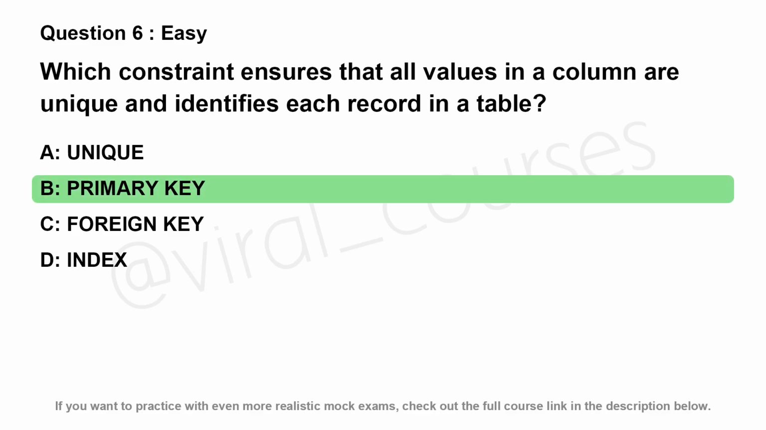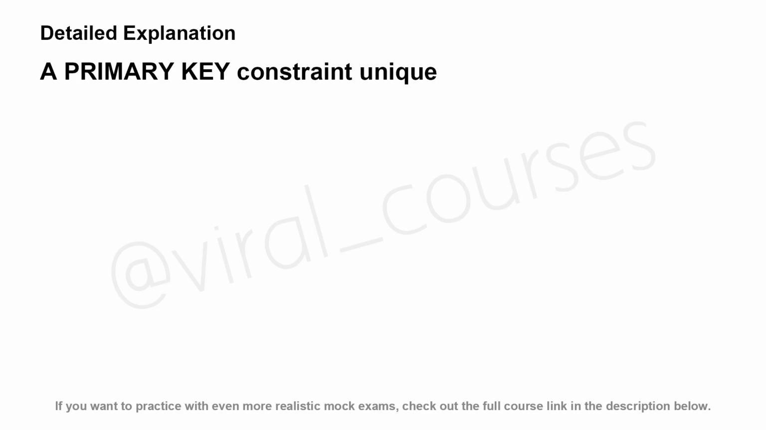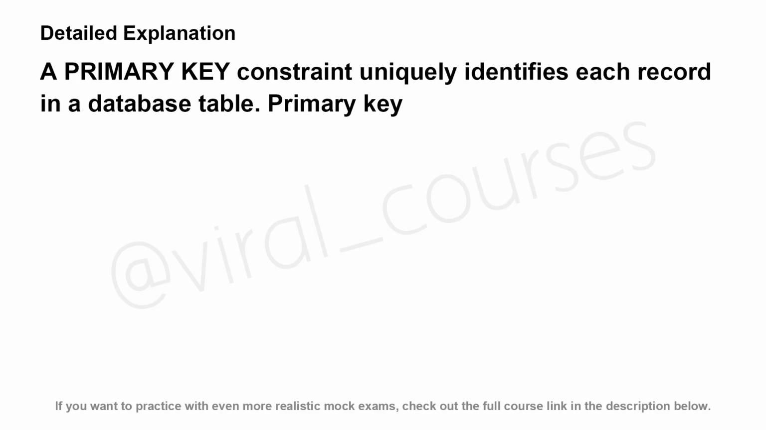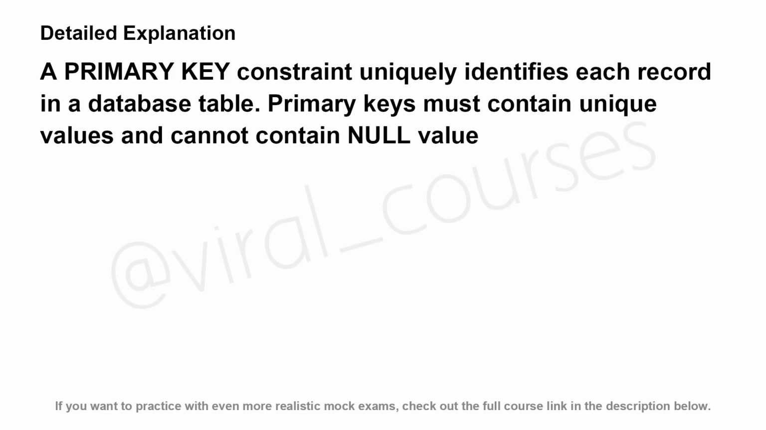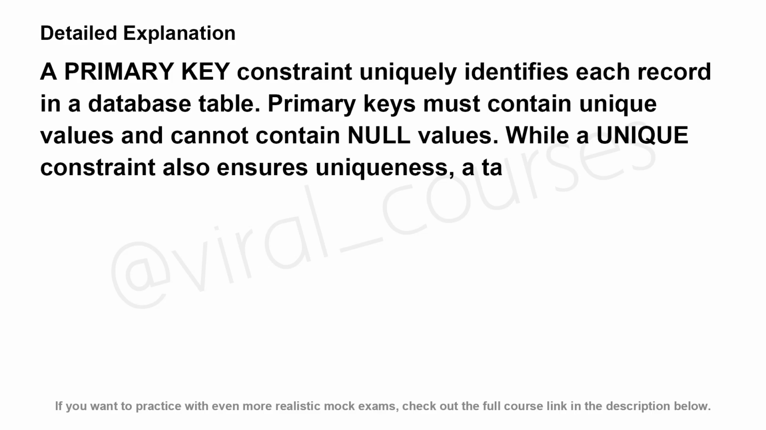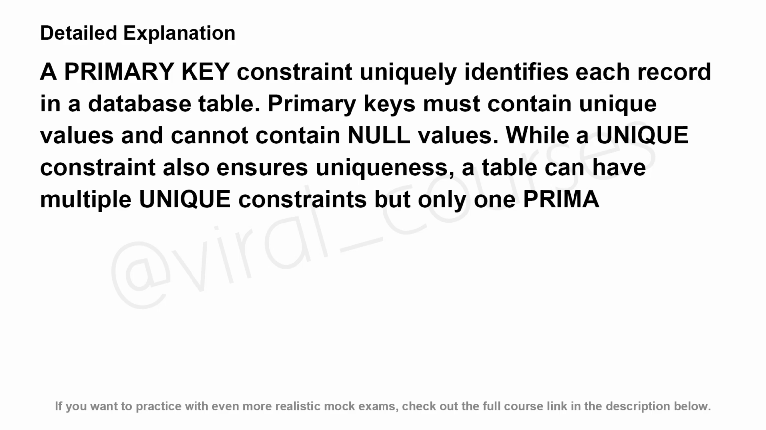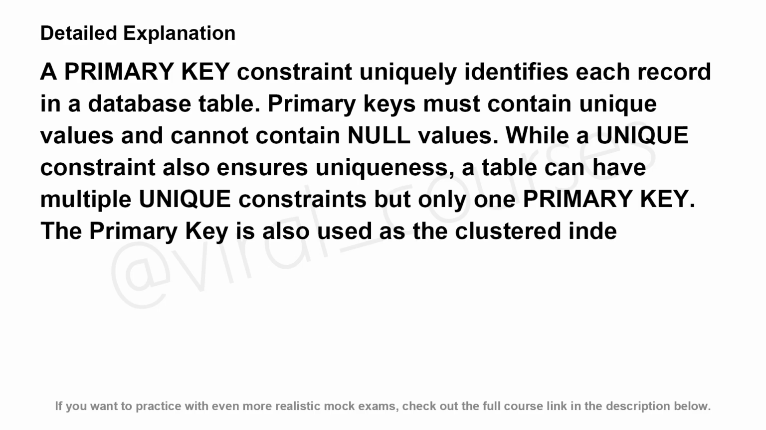The correct answer is B. A primary key constraint uniquely identifies each record in a database table. Primary keys must contain unique values and cannot contain null values, while a unique constraint also ensures uniqueness. A table can have multiple unique constraints but only one primary key. The primary key is also used as the clustered index in the InnoDB engine.